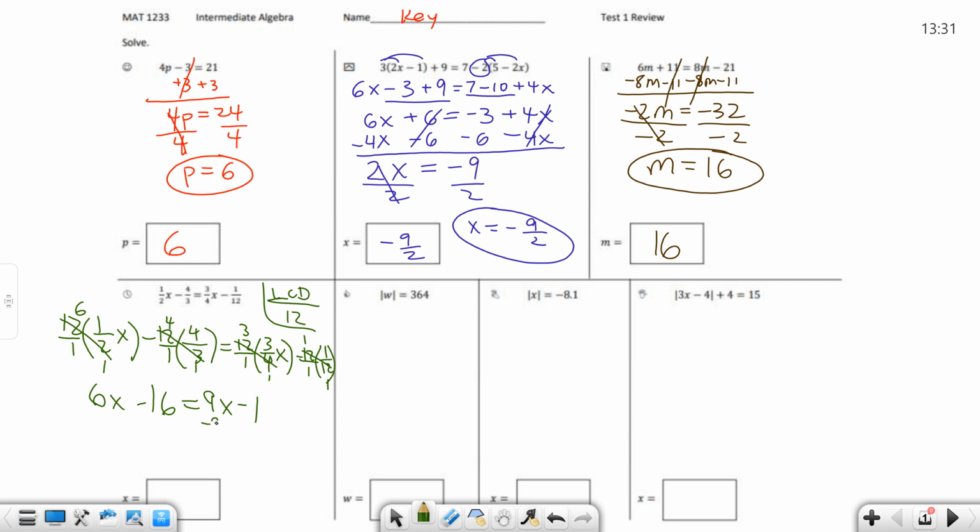Now it doesn't matter what you move. I'm going to move my 9x. And if I do that, that cancels. I also want to move my negative 16. That's going to cancel on the left. So I get negative 3x equals positive 15. Then I divide both sides by my coefficient of x, which is negative 3, and I get x equals negative 5.